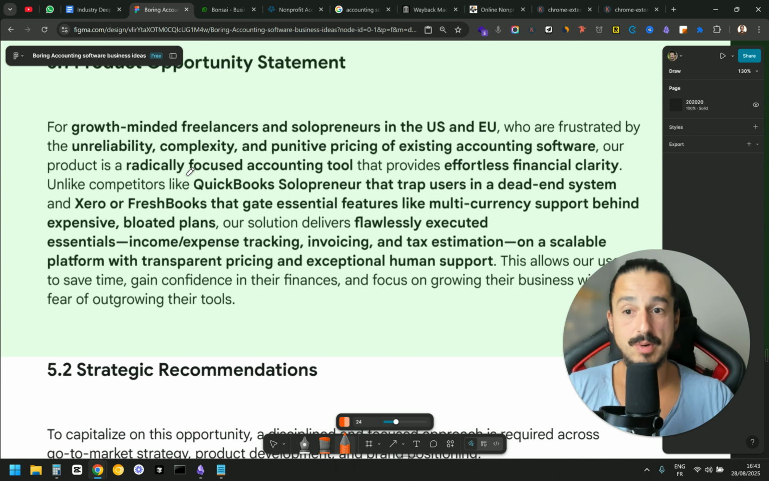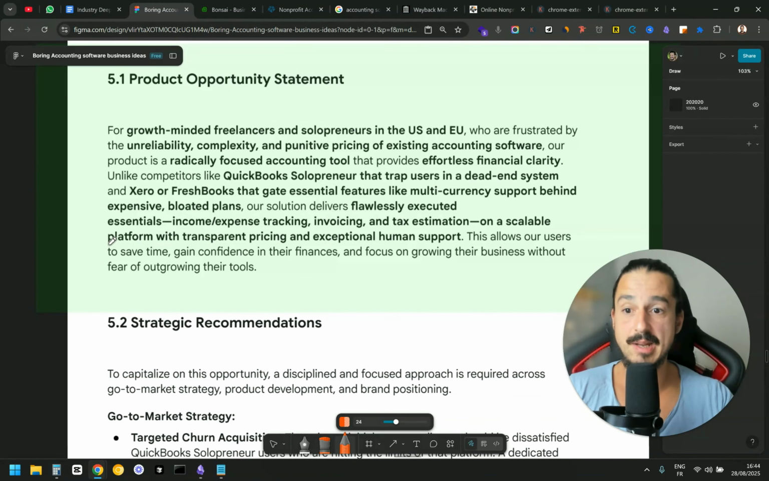Our product is a radically focused accounting tool that provides effortless financial clarity. Unlike competitors like QuickBooks, which traps solopreneurs in a dead-end system, and Zero or FreshBooks, which gates essential features like multi-currency support behind expensive, bloated plans, our solution delivers flawlessly executed essentials: income and expense tracking, invoicing, and tax estimation on a scalable platform with transparent pricing and exceptional human support.